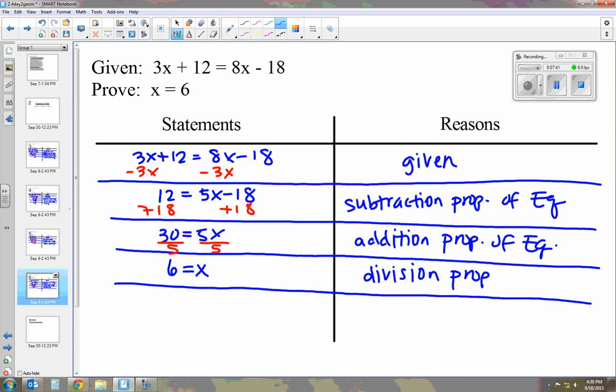property of equality. Okay, so now our proof says x equals 6. Our x is first, so we have to flip it. And that's why I said you can't flip it when you're doing division, because it's its own separate step. So be really careful. If you flip something, it has to be its own separate step, and the property for flipping is the symmetric property of equality. And that's it.